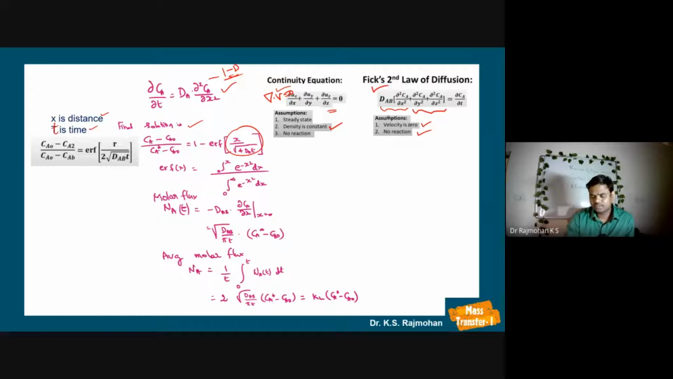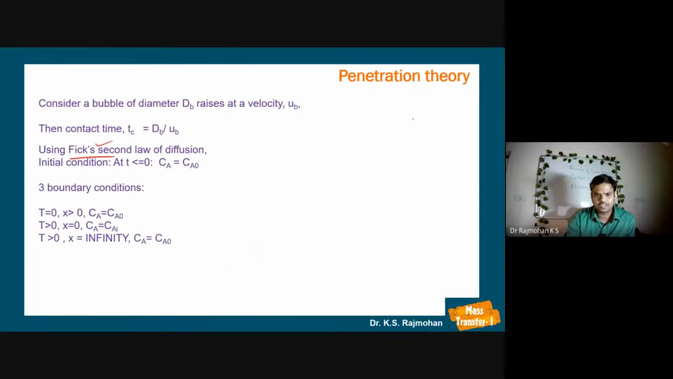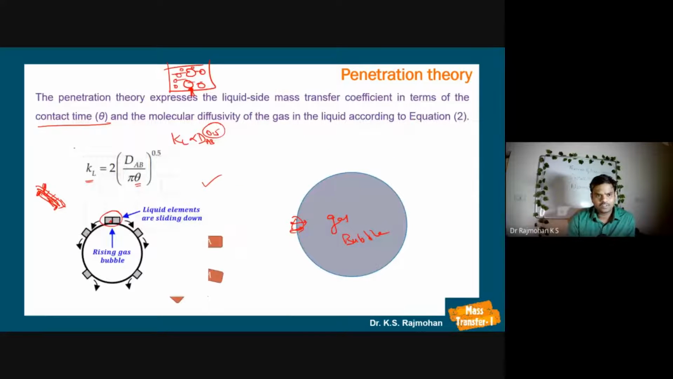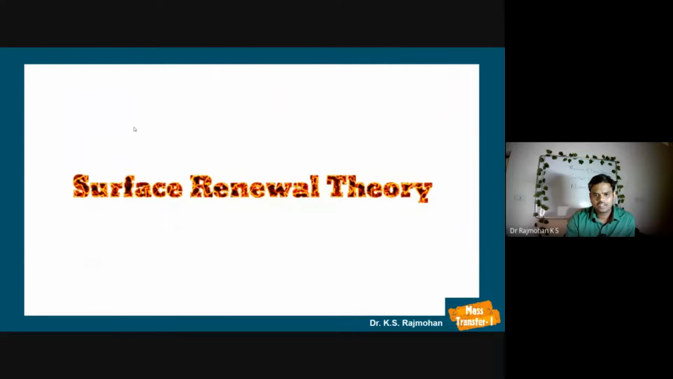What is important for us to know is that the mass transfer coefficient is proportional to square root of DAB. Or if K is given, we should be able to find the contact time according to penetration theory. For that we have this expression here. This equation we should know, so this is more important. If KL is known, we can find theta, or if theta and DAB are known, we can find KL. Numericals you can practice. Okay, let's move on to the next theory, which is surface renewal theory.